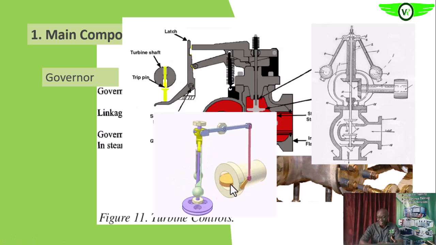Whatever kind of governor, electronic or whatever, it looks at the speed of the engine to control the amount of steam that is administered into the engine. It's just like what we also discussed in the gas turbine: look at the speed of the engine to control the amount of fuel that is administered into the combustor, the combustion chamber of the gas turbine. So that is basically how it works.